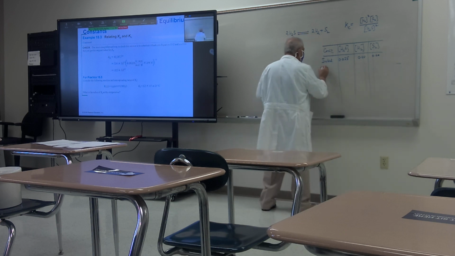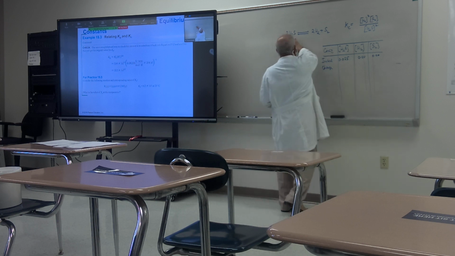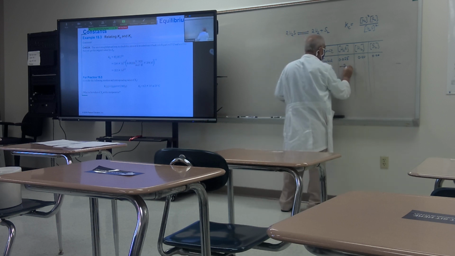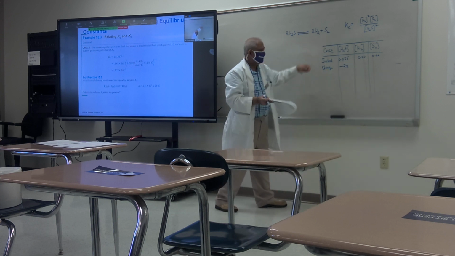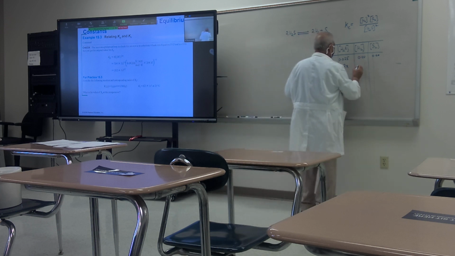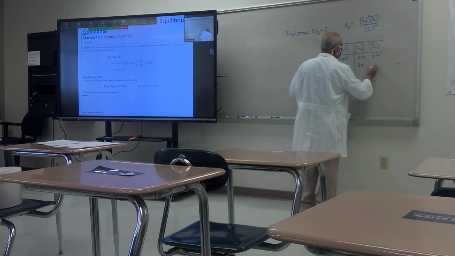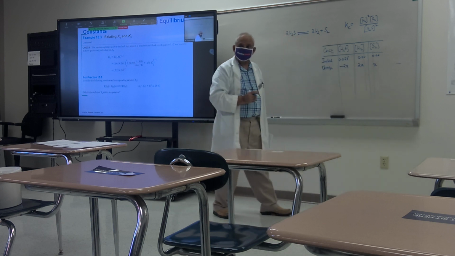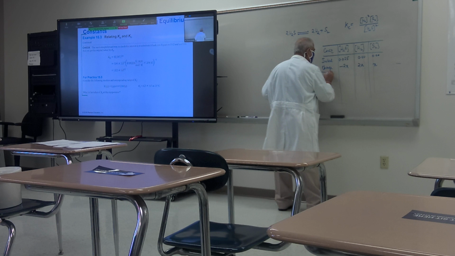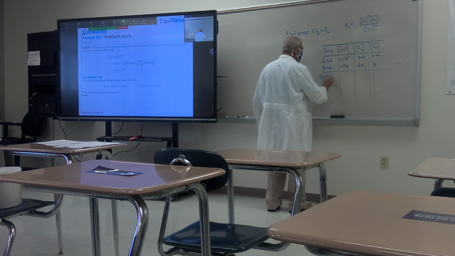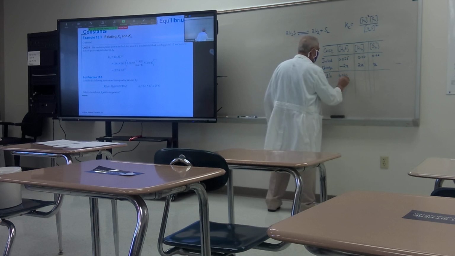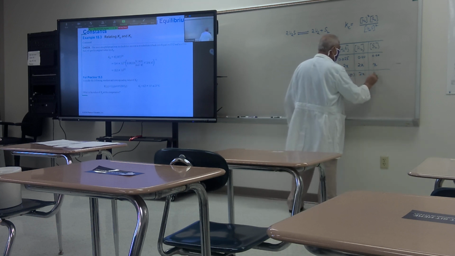So now we are going to start the change. So change is what? This is minus 2x. If you take 2 moles of that, you will get 2 moles of this and 1 mole of that, right? So minus 2x, and this is 2x, and that is 1x. Understand my point? So now, what is the concentration at equilibrium? 0.025 minus 2x. This is just 2x, and that is x.